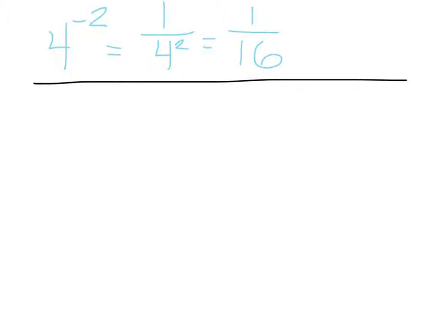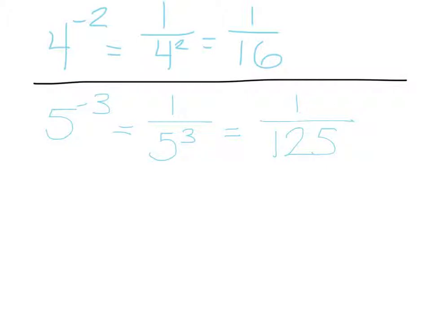So let's consider something like 4, maybe to the negative 2. So that's going to be 1 over 4 to the second power. That's going to be 1 over 16. Kind of weird to think about. Let's see how it plays out in future situations. Maybe I want to take 5 to the negative 3 power. So to do that, I'm just going to put a 1 over 5 to the positive 3 power, and from that I'm going to get 1 over, and 5 to the third power is simply 125.